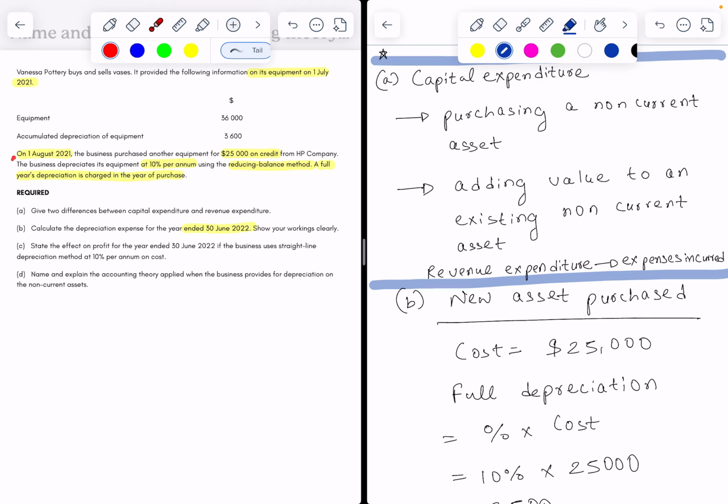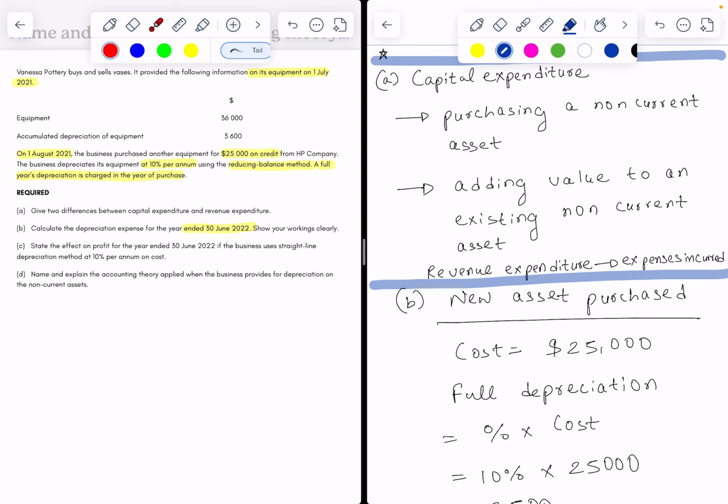On the 1st of August 2021, the business bought another asset for $25,000 on credit from HP Company. The business depreciates its equipment at 10% per annum using the reducing balance method. A full year's depreciation is charged in the year of purchase.